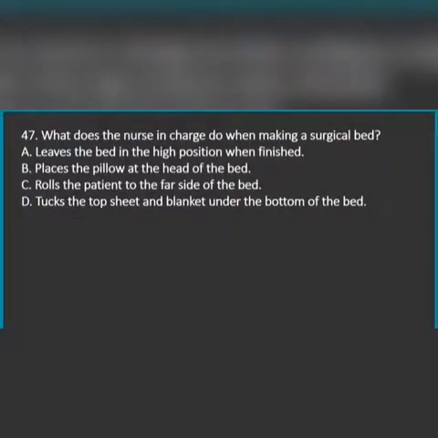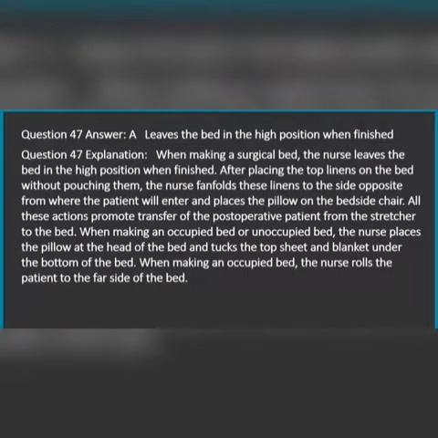Question 47. What does the nurse in charge do when making a surgical bed? A. Leaves the bed in the high position when finished. B. Places the pillow at the head of the bed. C. Rolls the patient to the far side of the bed. D. Tucks the top sheet and blanket under the bottom of the bed. Question 47. Answer: A. Leaves the bed in the high position when finished.